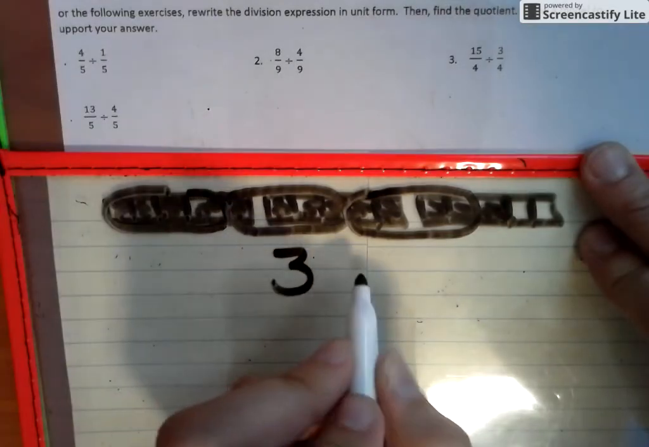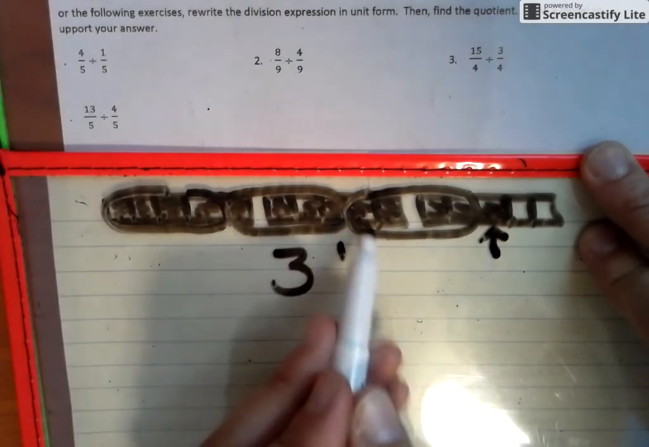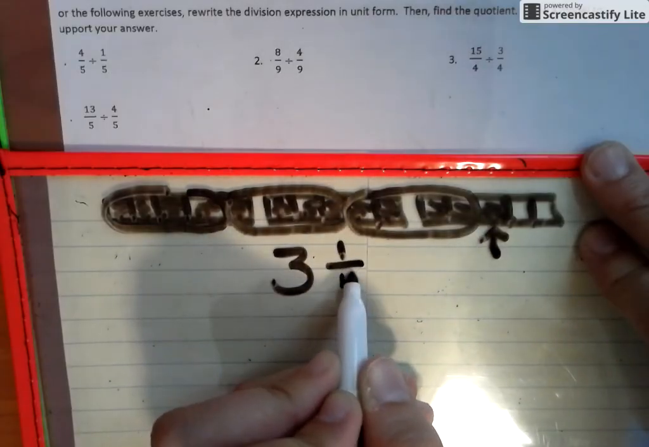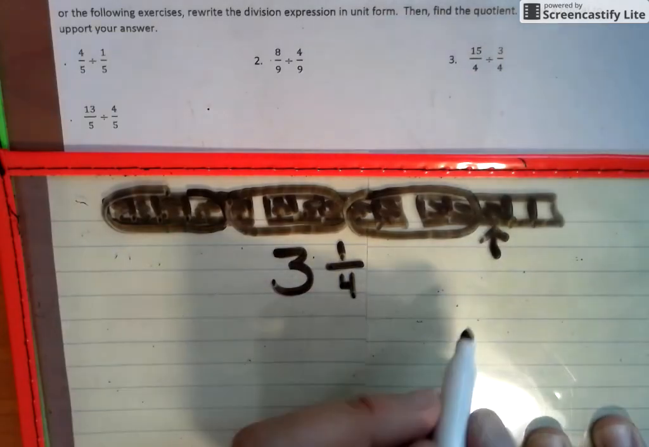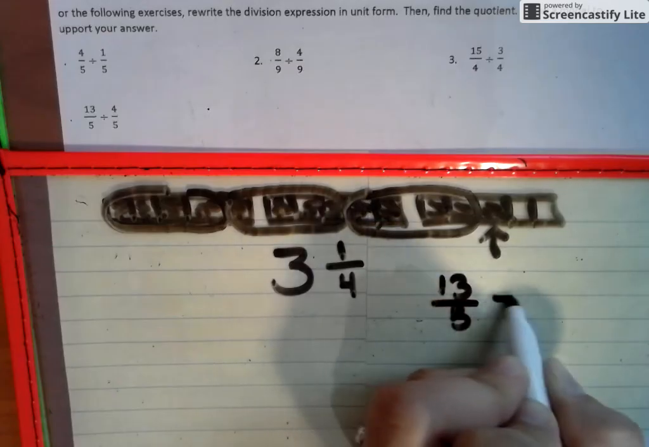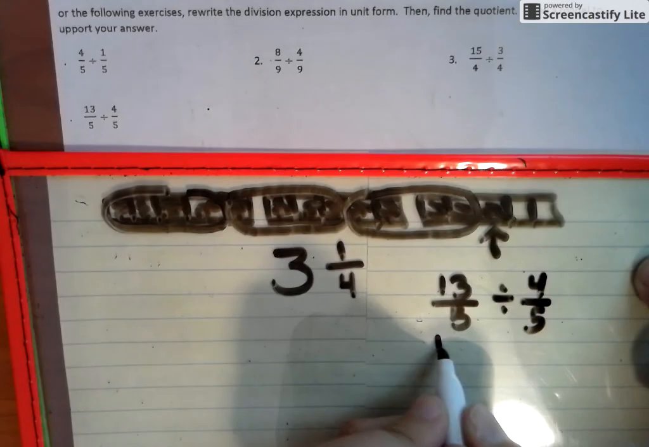And now I have to group them in groups of 4. So here's one group, 2 groups, 3 groups. See how I have 3, and I have 1 left over out of a group of 4.